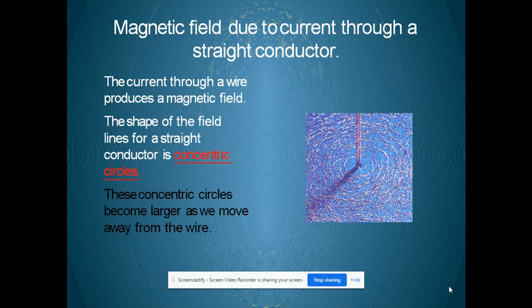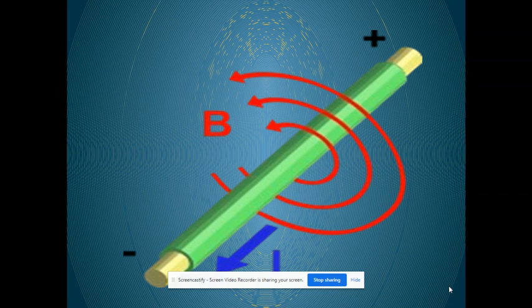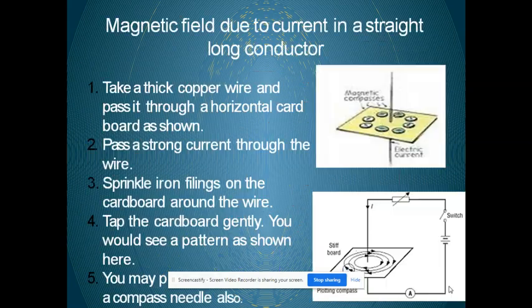Current through a wire produces a magnetic field, that you know, and these concentric circles become larger as we move away from the wire. Why does it happen? Because away from the wire the strength of magnetism decreases, so that is why the concentric circles become large. Again, from this diagram the direction of magnetic field lines will be clarified more. The current moves from positive to negative terminal, and the magnetic field lines have the direction as shown in this case with the help of red circles.